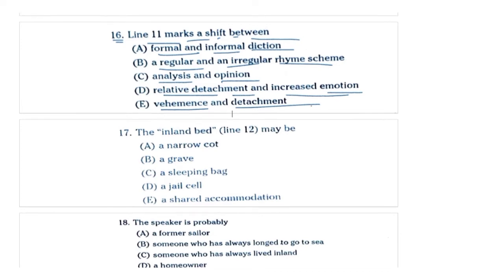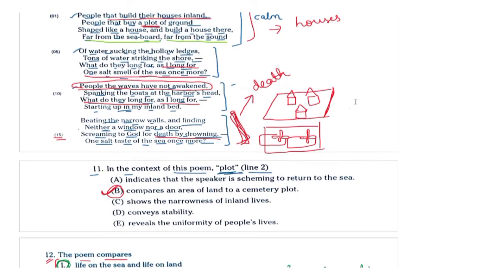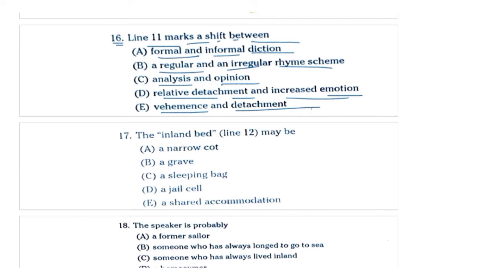They are talking about making a shift. Line number 11, that is, what do they long for as I long for? This is your line number 11. Now, in the first 10 lines of the poem, the speaker wonders about life inland but gives only one emotional clue, that is, as I long for one salt smell of the sea once more. So that was the line, right?